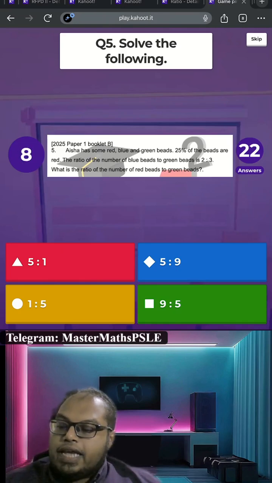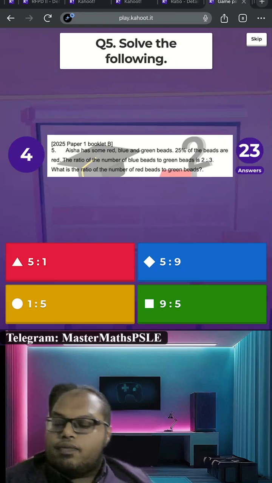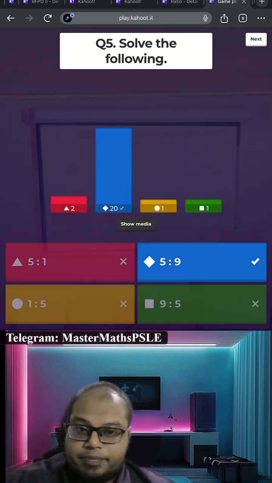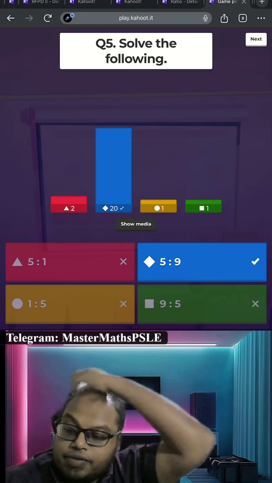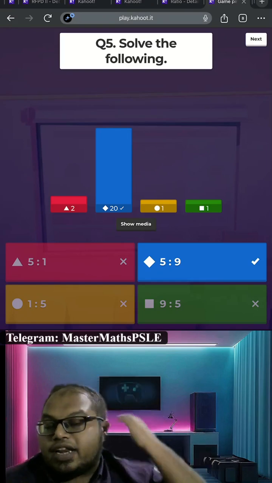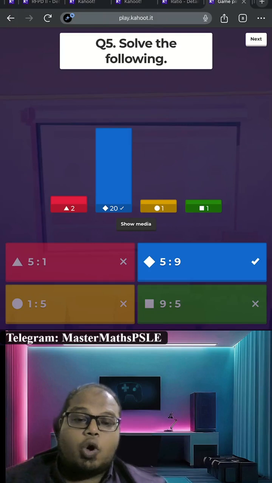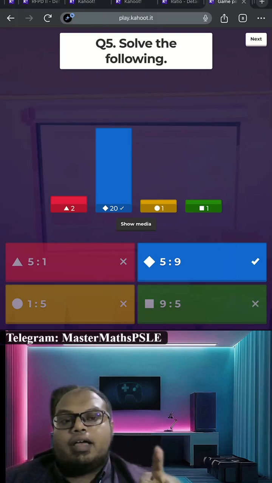We got 9, 8, 7, 6, 5, 4, 3, 2, and 1. Very good. Most of you selected 5:9. Luckily nobody selected 9:5. Oh, there's 1% here. So it's a bit of a common mistake lah, where you accidentally flip the ratio.